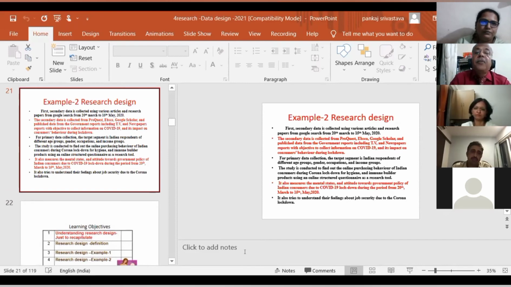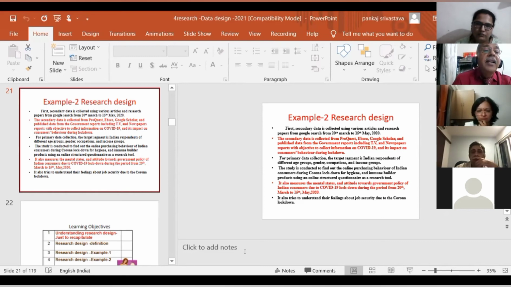Yeah. Therefore, this is another example. See, for an example, secondary data is collected using various articles and research papers from Google search from 20th March to 18th May 2020. Right? The secondary data is collected from ProQuest, EBSCO, Google Scholar, and published data from the government reports, including TV and newspaper reports, with the objective to collect information on COVID-19 and its impact on consumer behavior during lockdown. So this is the explanation of research design.